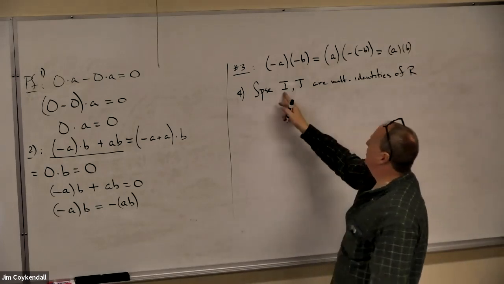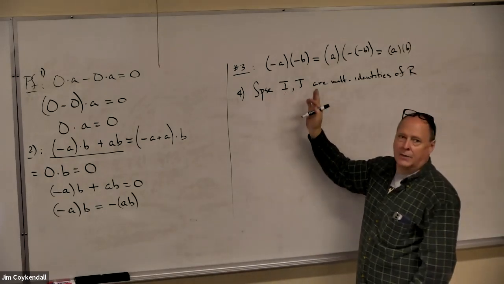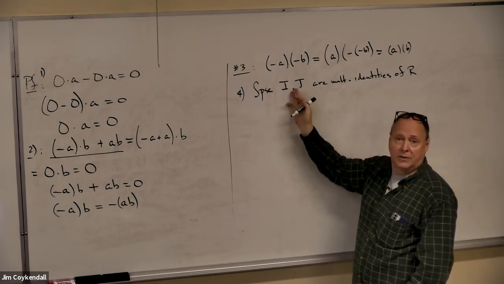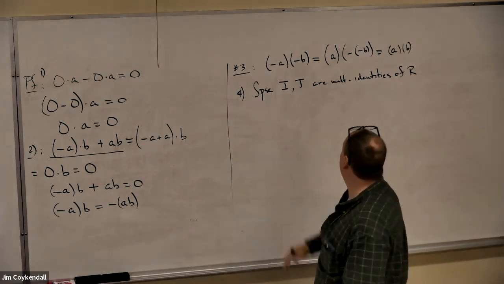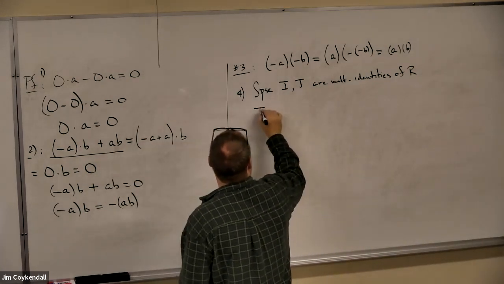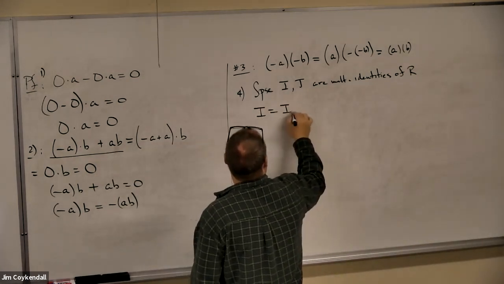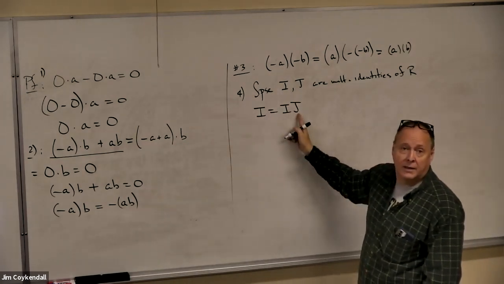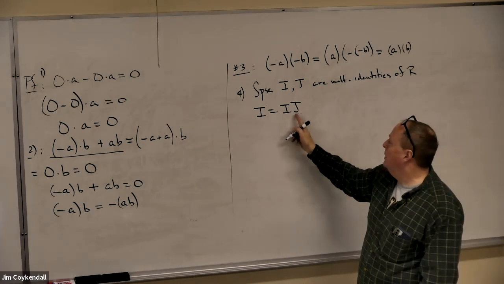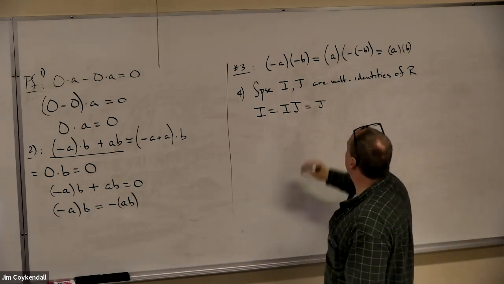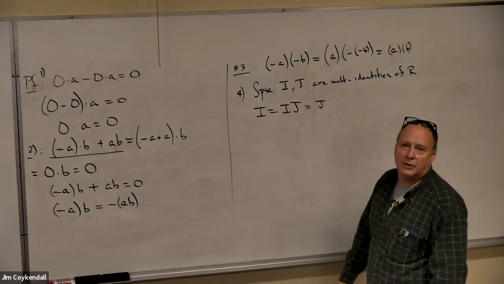That is, when you multiply either I or J by anything in the ring on either side, it leaves it alone. I times r equals r times I equals r. Well, what does this mean? If you look at I, this is I times J. Why? Because J is an identity. But I is an identity too. So this is J. So I and J are the same.